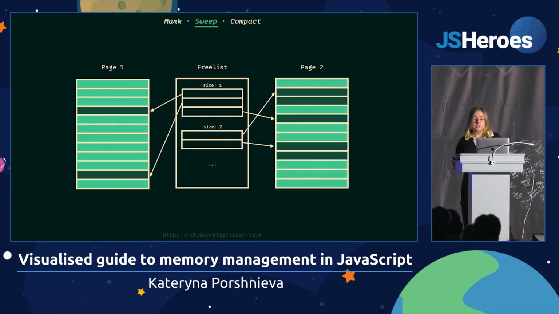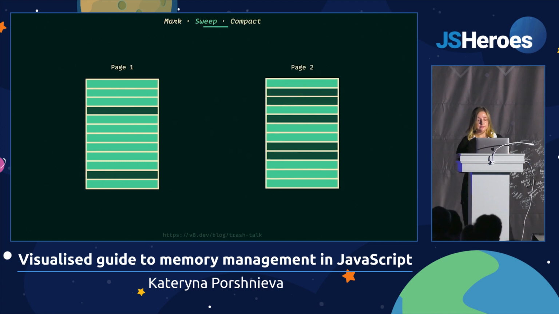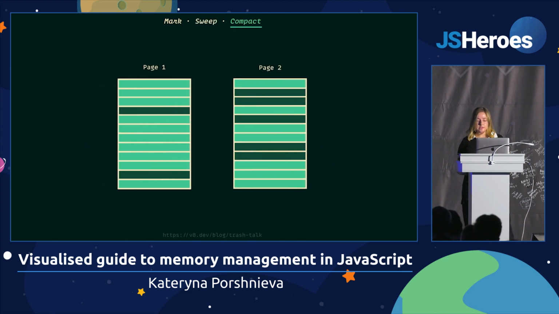And now, as we talked about the sweeping and how all of the free memory is managed, let's talk about the compaction, and it's also really interesting. So as our program runs, some of those pages become too fragmented to operate. And V8 detects those pages early on and then runs compaction on them.